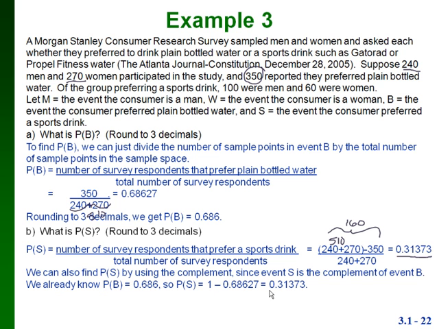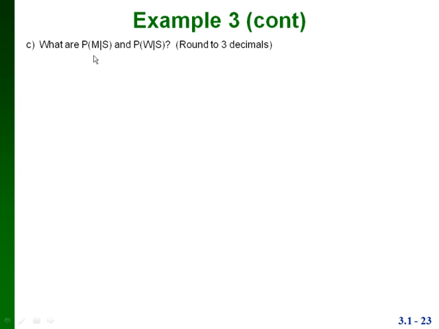So we could have calculated our probability of S just by using the complement. Either way, when we round it to 3 decimals, we get 0.314. Okay, continuing with this example, now we're going to find a couple of conditional probabilities. So what are the probability of M given S and the probability of W given S?